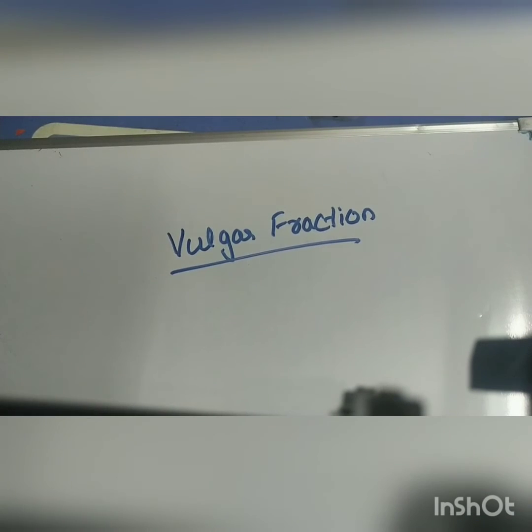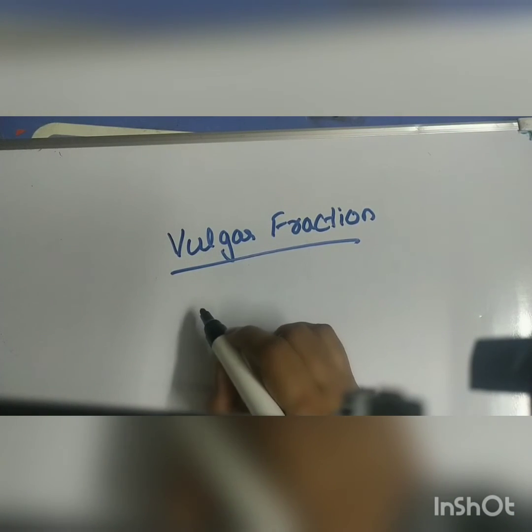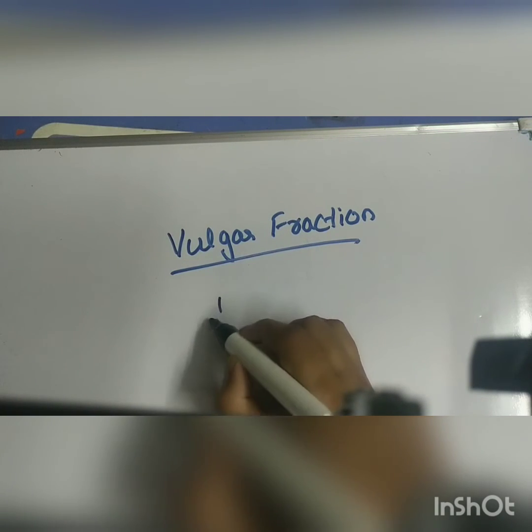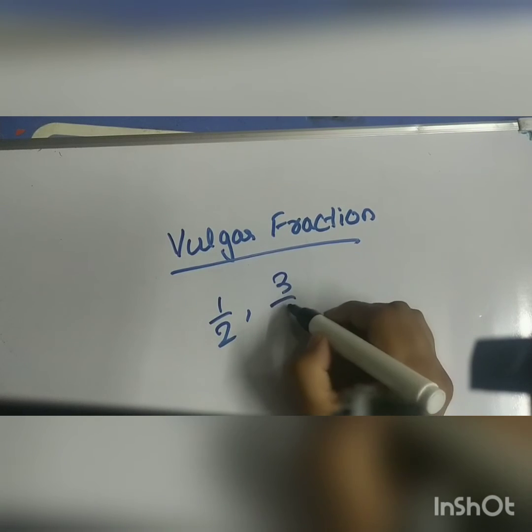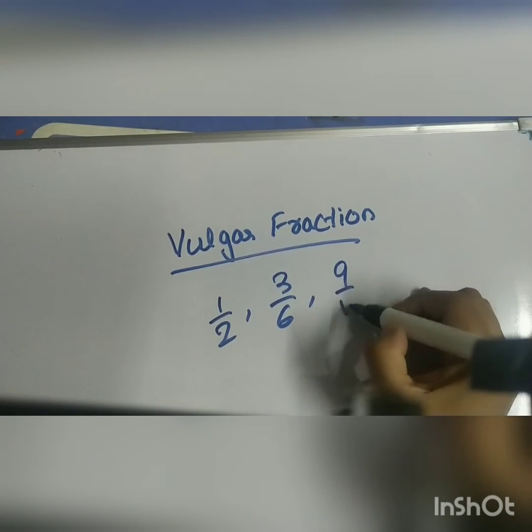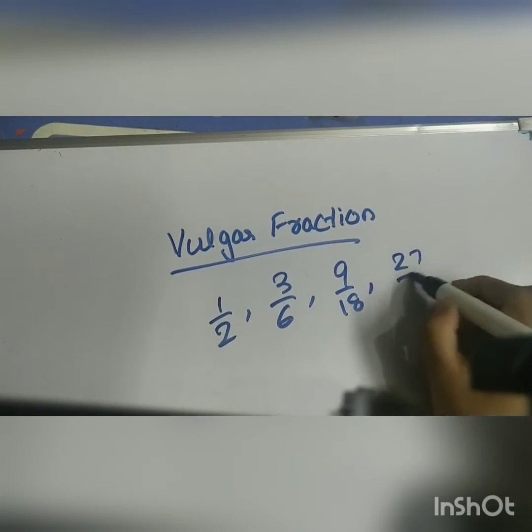Next is the vulgar fraction. This is just the opposite of a decimal fraction, where the denominator is not 10 or a multiple of 10. Examples of vulgar fractions would be 1 by 2, 3 by 6, 9 upon 18, 27 upon 54.